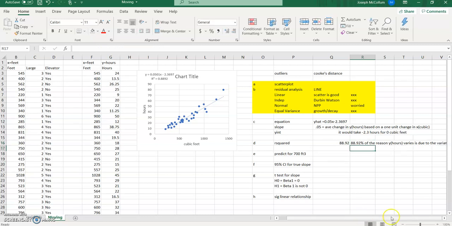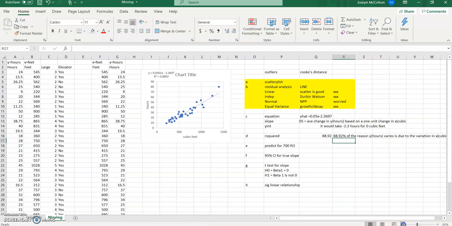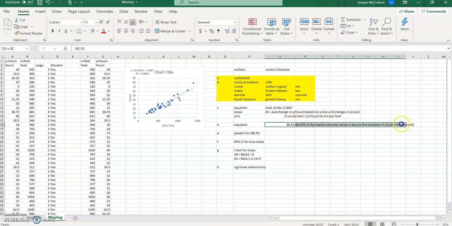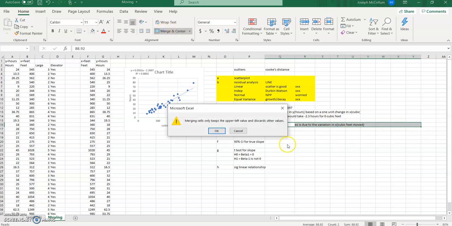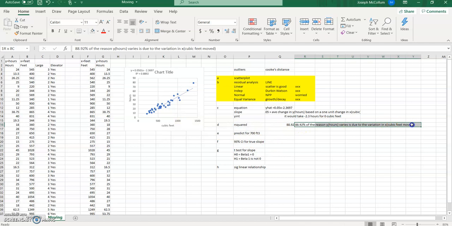I like to have the biggest reason sitting in front of me. I like to know right in front of me, I have the... no, I don't want that. Merging these guys. There we go. Got to merge the right areas so I can read it carefully. So I know the number one reason labor hours will fluctuate is because of the fluctuations in cubic feet.